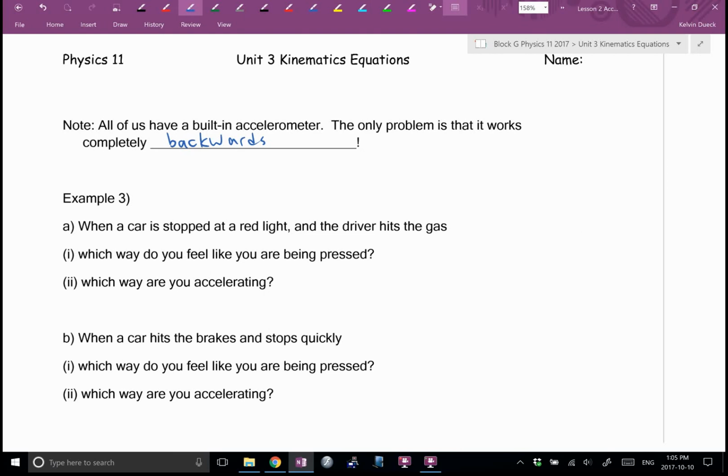Supposing you're sitting in the passenger seat of a car at a red light, and the driver hits the gas. What direction do you feel like you're getting pressed? Backwards. But which way is the car clearly accelerating when the driver hits the gas? You can detect acceleration, but your body detects it backwards, the opposite direction.